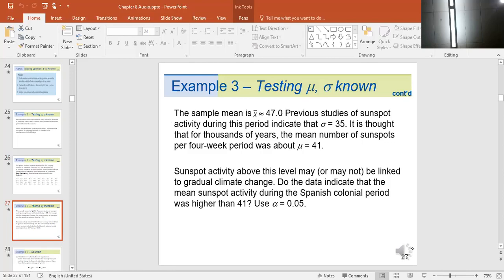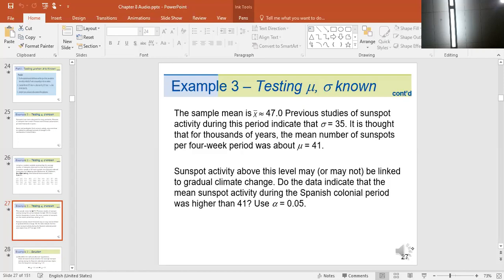There is a question here. Is the climate really changing? To study that, it has been determined that the level of sunspot activity can help us determine if climate is actually changing. For this area, we knew that the sunspot activity had an average of mu equals 41. And we are saying that anything above this is an indication of climate change. Sunspot activity above this level may be linked to gradual climate change.